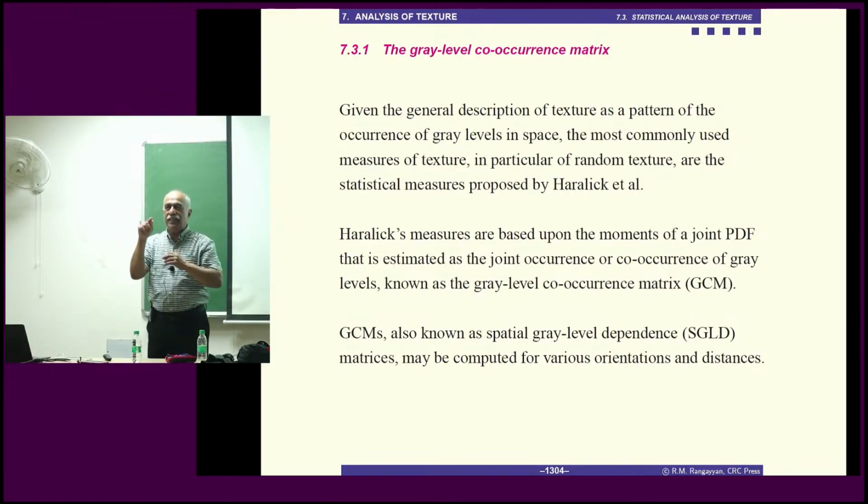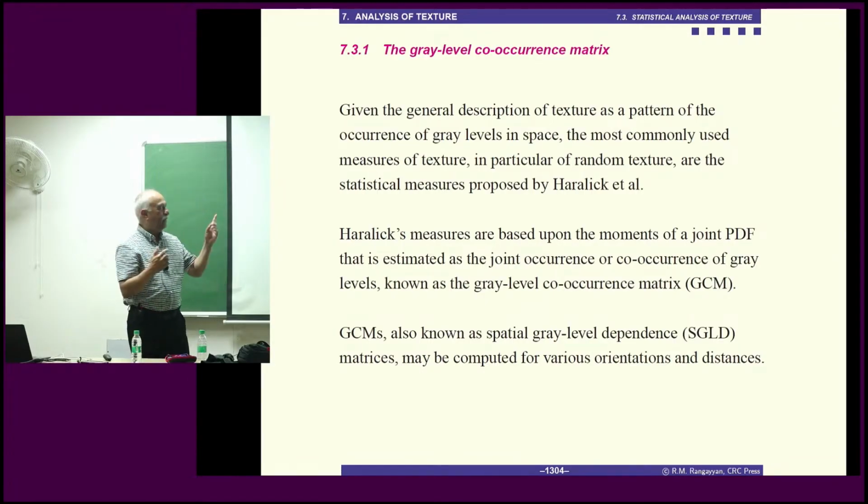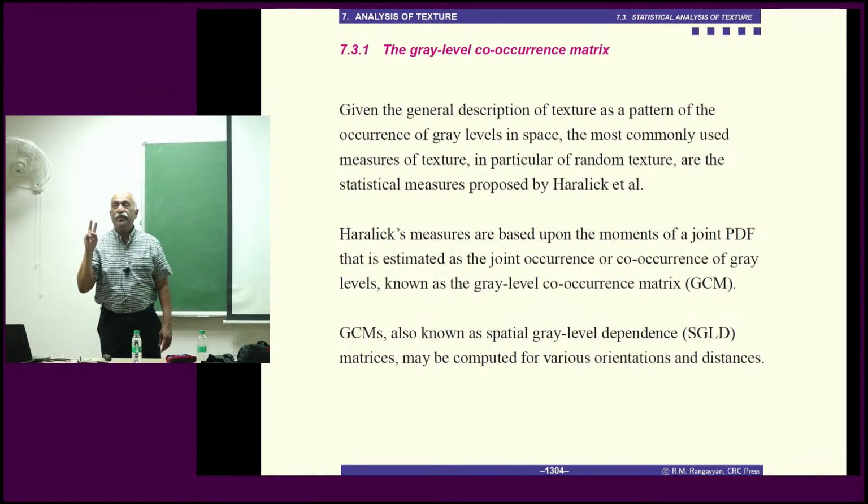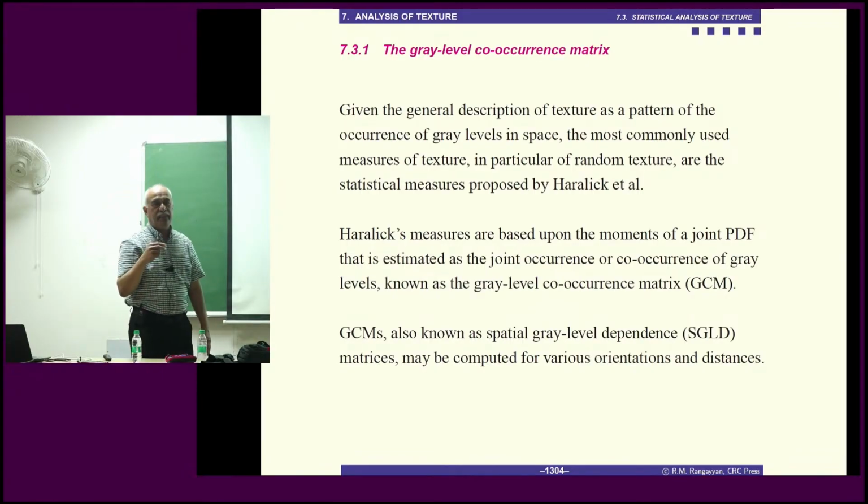But how are they placed? How is that string placed in space? You need to define a pattern. Here, you need to define it in terms of displacement. What is the distance between this pixel and the other pixel you're considering to make a pair? And what is the angle? Above, below, left, right, or some diagonal, whatever angle. So 2 parameters, distance and angle.